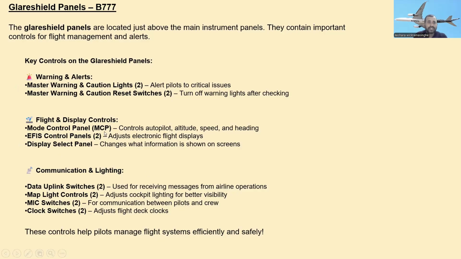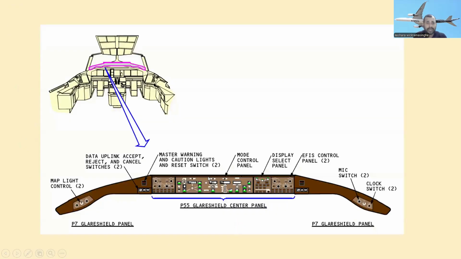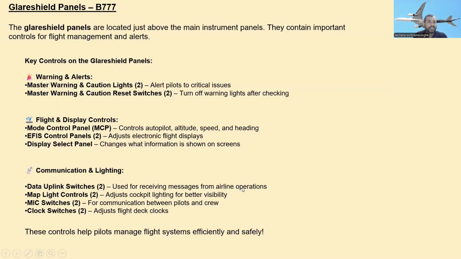First one, mode control panel, EFIS control panel, display selector panel. Let's see where the mode control panel is. Yeah, here is the mode control panel. What are the functions? Control autopilot, altitude, speed, and heading.